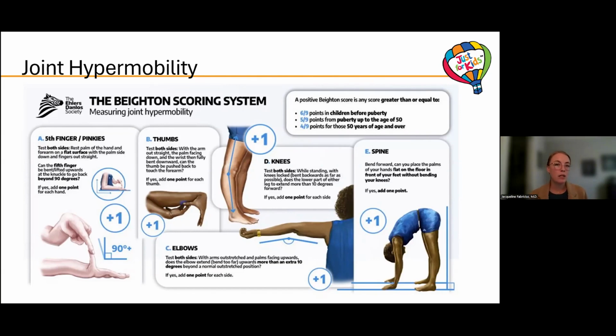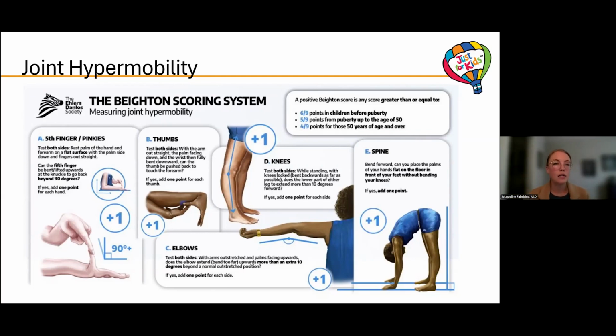This is the Beighton scoring system, which is used to diagnose generalized joint hypermobility. So that is testing hypermobility of the fifth finger, if it bends backward past 90 degrees, if the thumbs are able to oppose to the forearms on both sides, if the elbows go beyond 10 degrees beyond full extension there, if the knees hyperextend beyond 10 degrees, and are they able to get their hands flat on the floor without bending their knees.